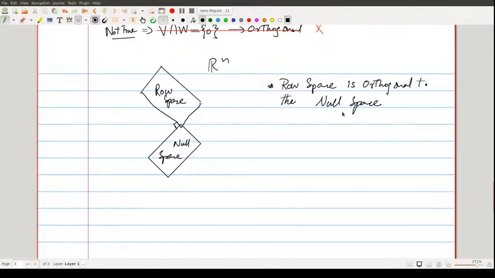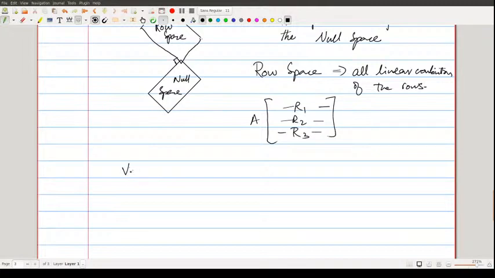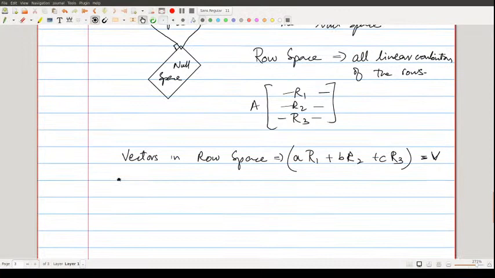One way to do this is, of course, to think about what the null space and the row space are. So what's the row space? Let's go back to the definition. The row space is just all linear combinations of the rows. So if a matrix A has a few rows, R1, R2, R3, then vectors in the row space are essentially linear combinations of the rows. So I can say a times R1 plus b times R2 plus c times R3. These are the vectors in my row space. Let's call it V.